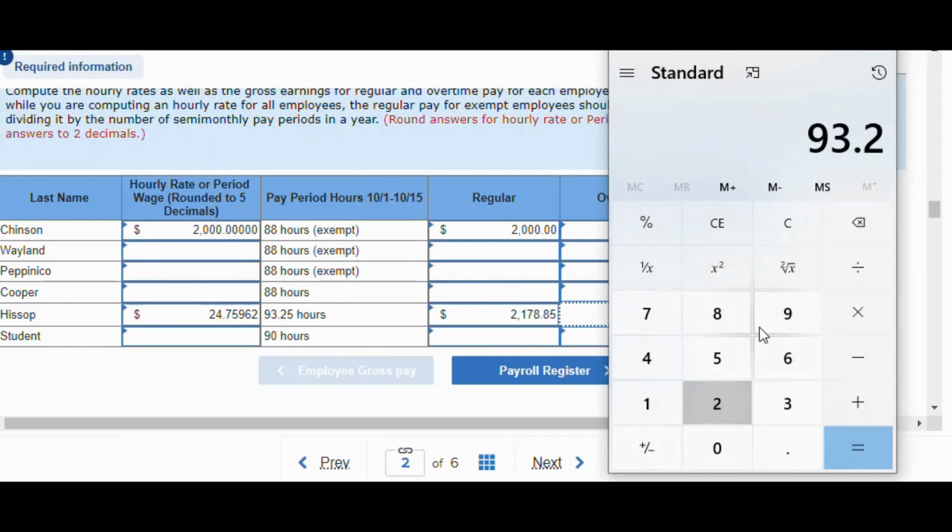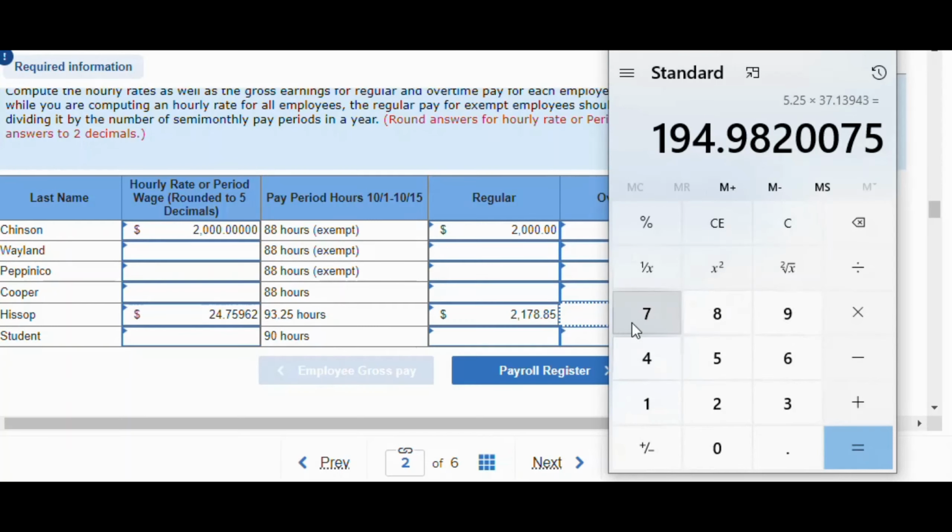We have 93.25 hours that Hyssop worked. We subtract out the 88 that was standard for this pay period, and that gives us 5 hours and a quarter. We multiply that by his overtime rate, which was 37.13943, for a total overtime wages of $194.98.